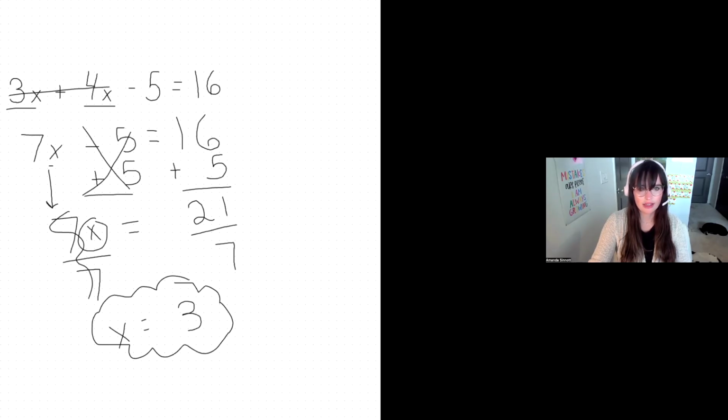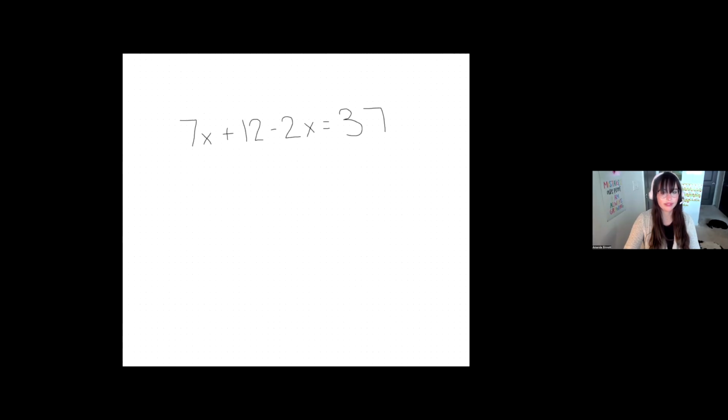So let's try another one here. We have 7x plus 12 minus 2x equals 37. Our first step, let's combine our like terms. Let's see, we have a 7x, negative 2x. So we're going to combine those. That'll give us 5x. And then let's bring the rest of our equation down here. Plus 12, and then equals 37.